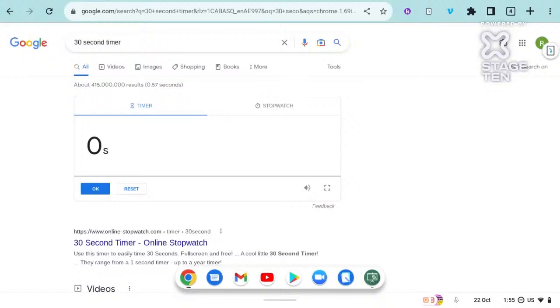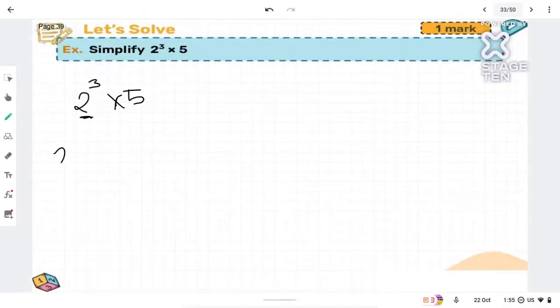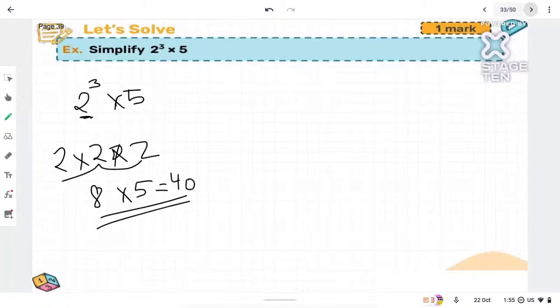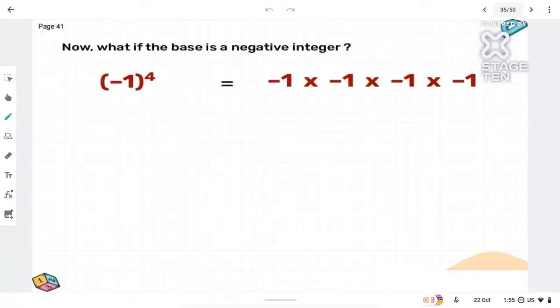Okay, 40 is the right answer, and we have our timer up. So let's come back. Here you see what is 2 cube. 2 cube is nothing but 2 into 2 into 2. 2 into 2 is 4. 4 into 2 is 8. Then 8 into 5 is 40. So 40 is your right answer. Very good, guys. Okay, next question. Now look over here.